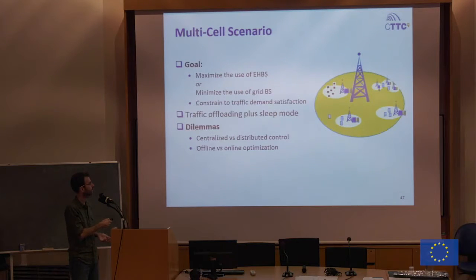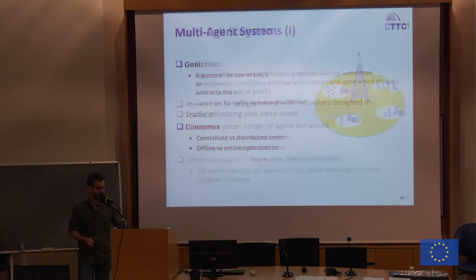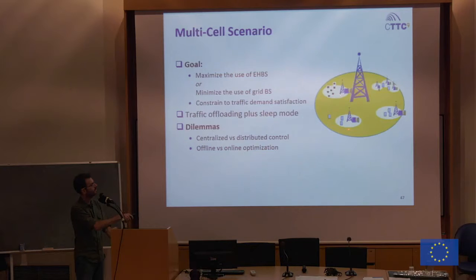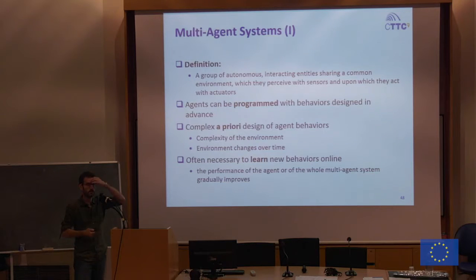There are some implications because with centralized control the complexity probably explodes a bit, and maybe you cannot simply have online optimization. You have to rely on offline optimization. So there are some constraints, but all of these things are open to study. But now we are referring to the distributed case. In a distributed case, as Lorenzo already introduced this morning, we have agents that are distributed. Each small base station has a control agent that is controlling its behavior.